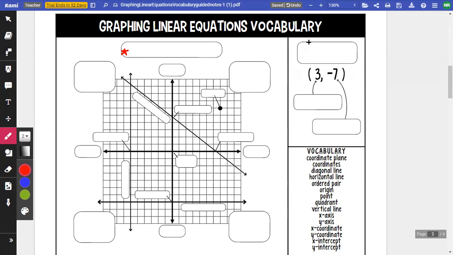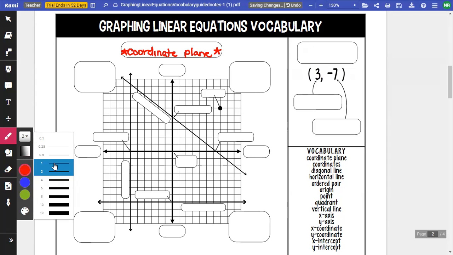So this is considered a coordinate plane. We're going to be labeling it coordinate. This is too thick. I'm going to make this smaller. This too much. Okay. All right. Now on our coordinate plane, let's start with our axis. We have our x-axis that is this thicker line right here. The x-axis that goes from left to right.